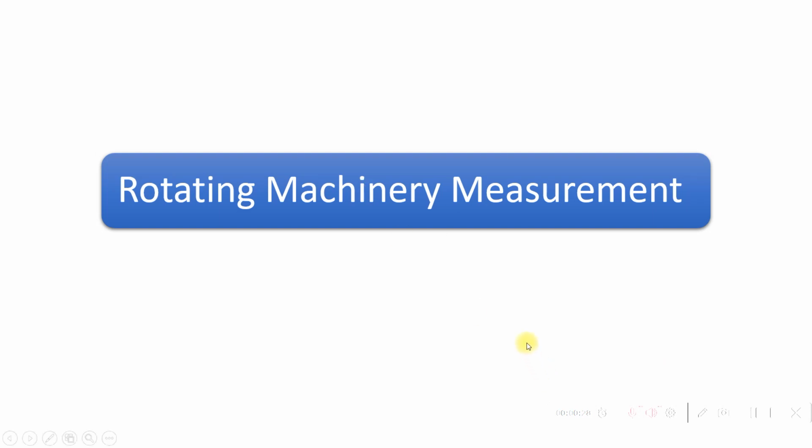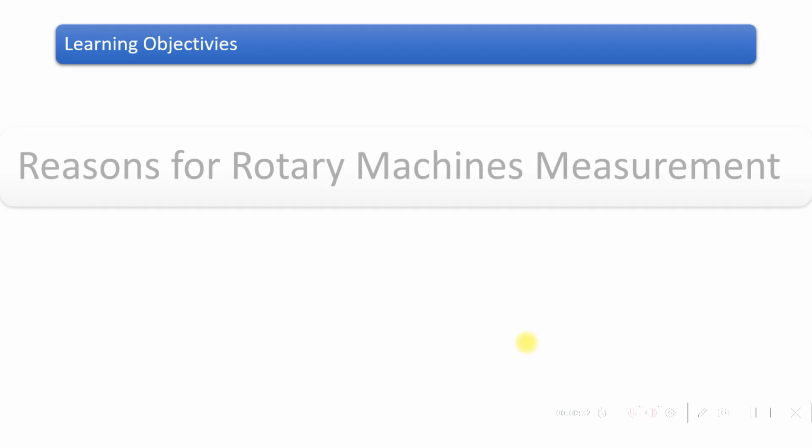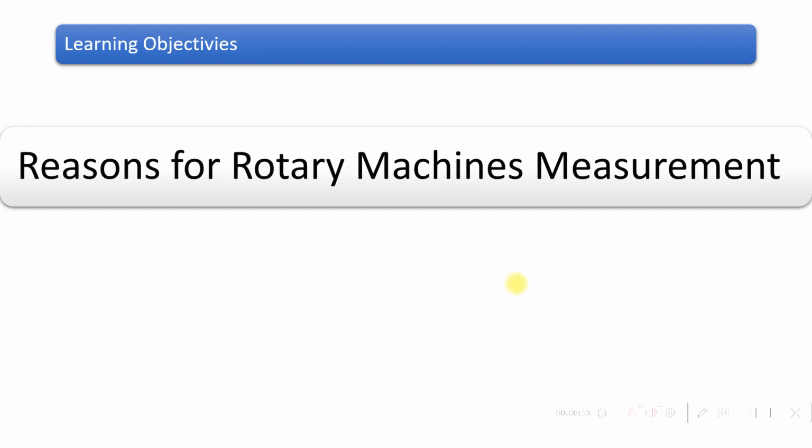Okay, so let us start with the learning objectives. The learning objectives are the reasons for rotary machine measurement. That means, what are the reasons why we should measure rotary machines? Here, what do we mean by a rotary machine? A machine having rotating parts like gear wheels, ball bearings, shaft, etc.